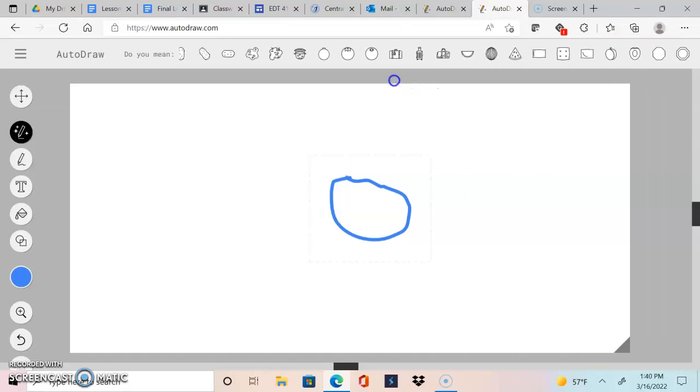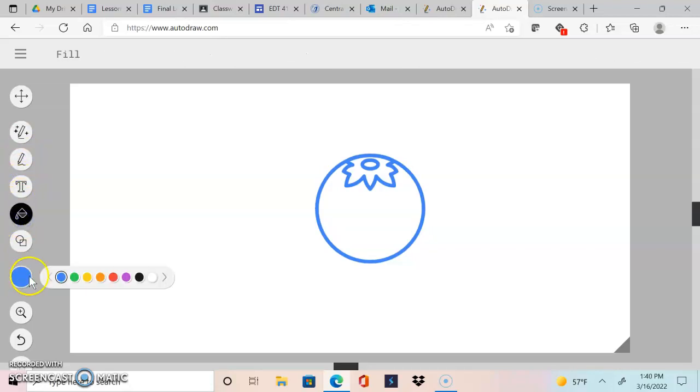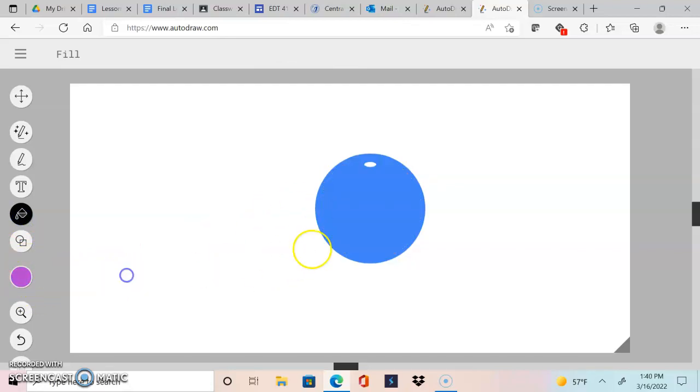And let's say the student wanted to draw a blueberry. So they would just click on the blueberry icon and it would pop up right here, perfectly constructed for them. And then on the side, there are other different tools that will enhance their drawing. They could fill the blueberry in, and there's different colors here. They could do it blue, they could do it purple like that, and then the outline would still stay.